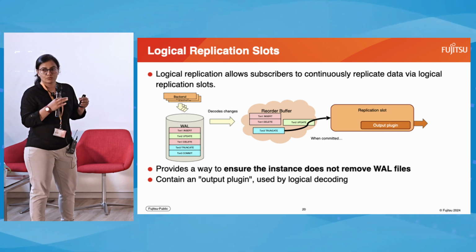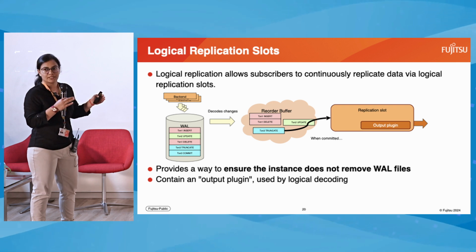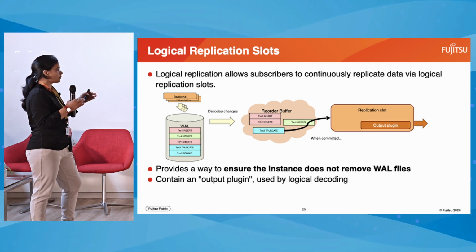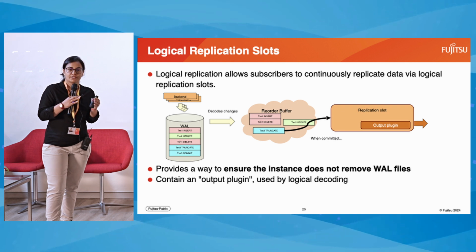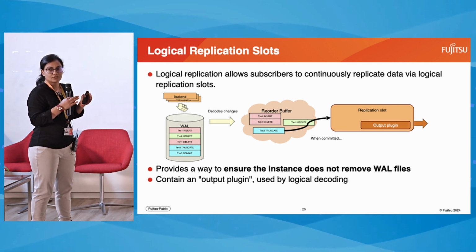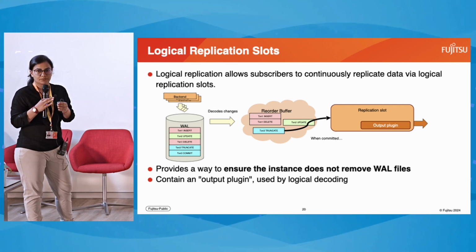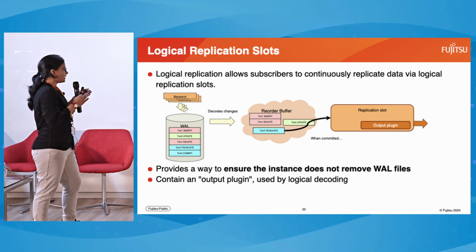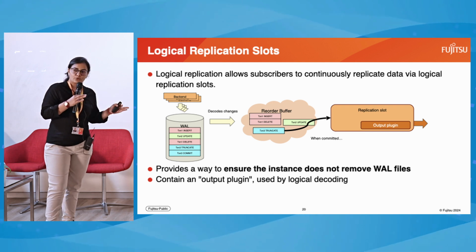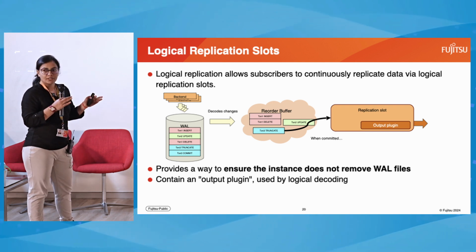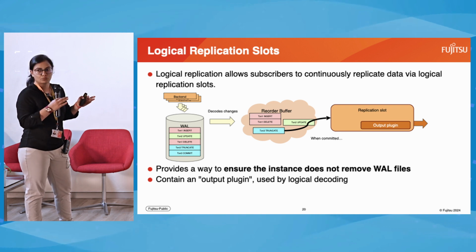To continue the replication between two nodes, the slot plays a very important role. It ensures that the WAL files don't get removed from the publisher if that particular part of the WAL file is not yet sent to the subscriber. And it also contains an output plugin which is used by logical decoding to determine how the decoded output will look.